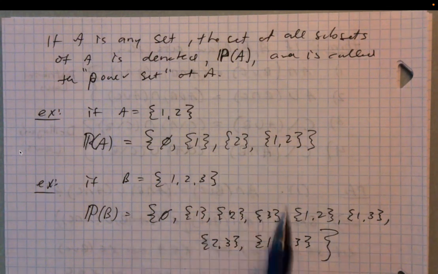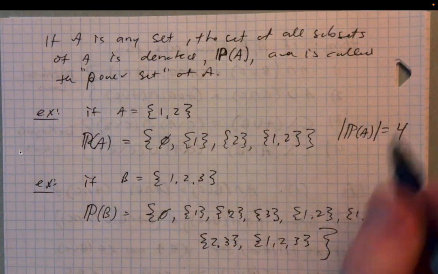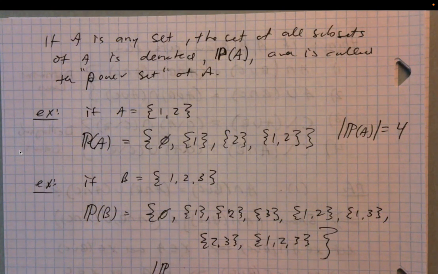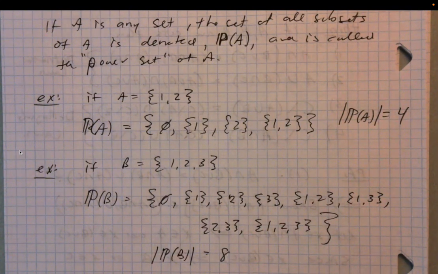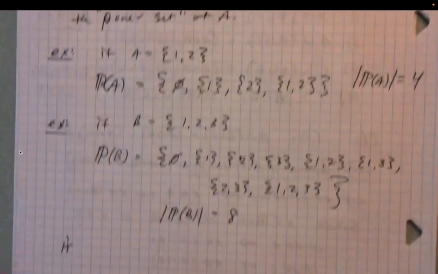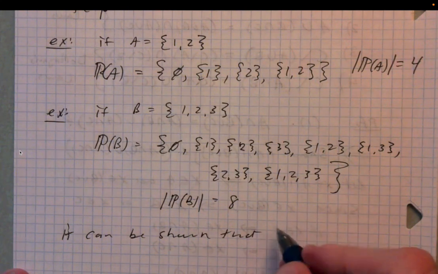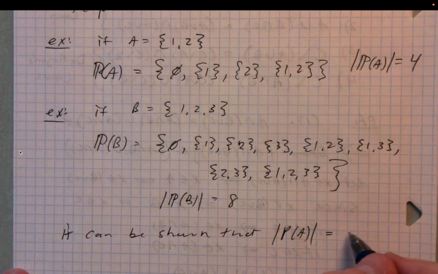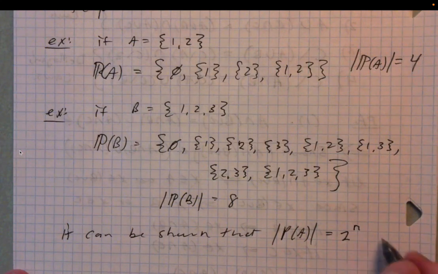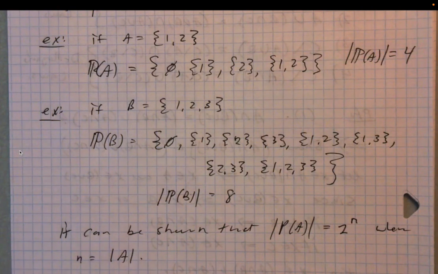Okay. And so up here we see that the size of the power set of A was 1, 2, 3, 4. And down here we see that the size of the power set of B is 1, 2, 3, 4, 5, 6, 7, 8. Right? Now, indeed, it can be shown that the size of the power set of a set A is equal to 2 to the n, where n is equal to the size of the set A, the order of A.